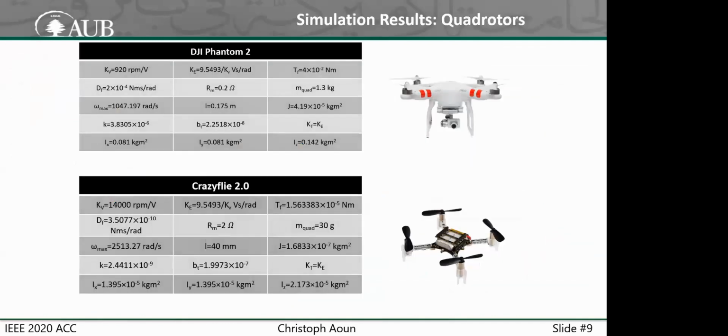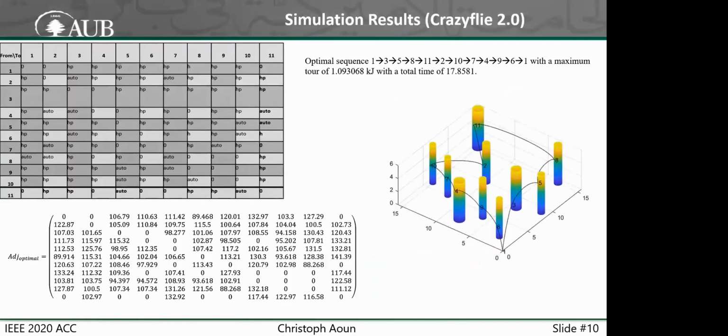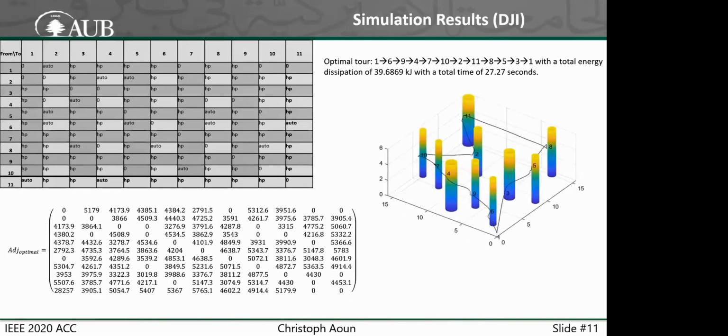In order to verify our theory, we use two platforms, which are the DJI Phantom 2 and the CrazyFly 2.0, and they are used due to the variations in sizes and dynamics. As you can see, the CrazyFly consumes 1 kilojoule of energy while doing a tour with single base and 10 trees. On the other hand, the DJI requires 40 kilojoules and 27 seconds in order to traverse the same map.